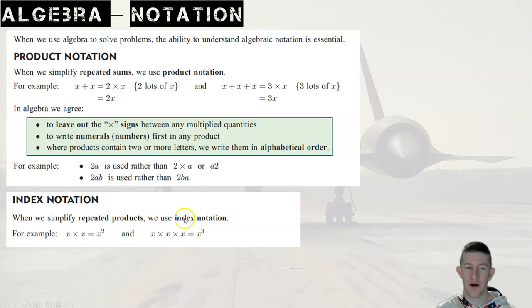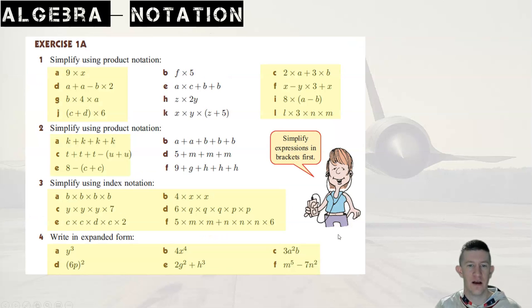So if we have repeated products, we use an index notation. So if I had x times x, in this case, remember, this is not 2x. x times x is x squared. And that's why it's important that we covered indices in the last topic so that we can use this now in our algebra topic. And we also now see that x times x times x is x cubed. So we would write it as x to the 3 again in algebra, rather than writing xxx without the multiplication, it's a little bit clunky.